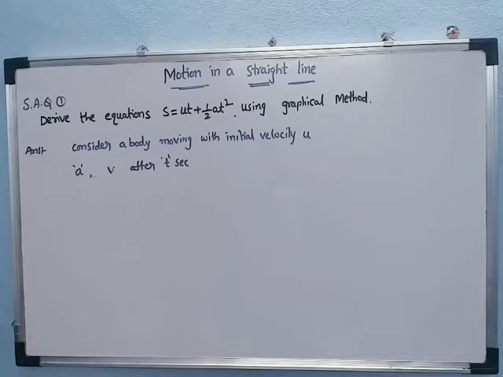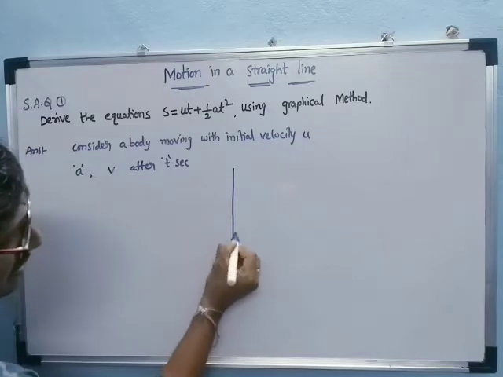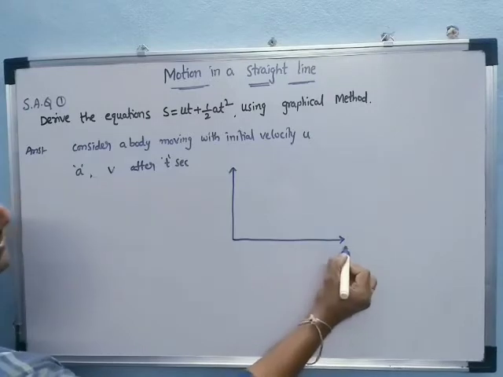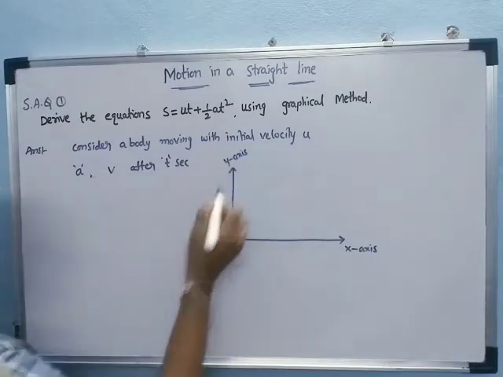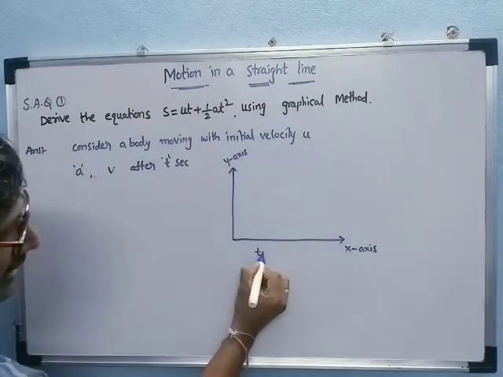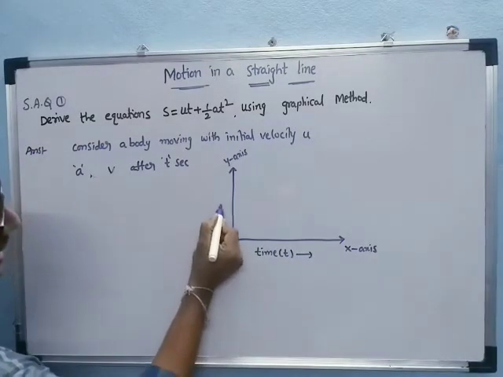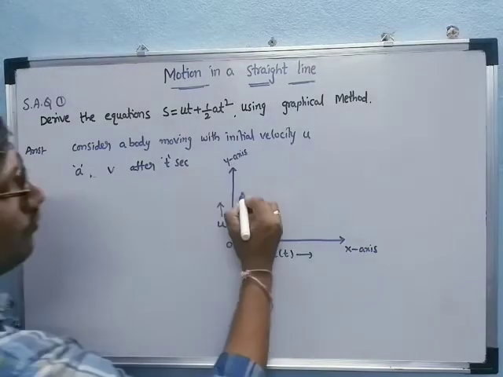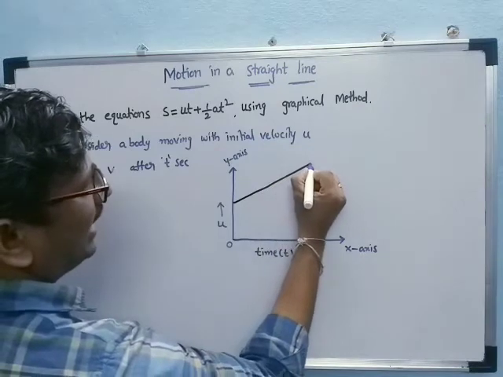Now we can draw the graph between velocity and time. We consider the x-axis and the y-axis. Time is taken along the x-axis, denoted by t, and along the y-axis we take the initial velocity. Here is the origin. Now we draw the graph between the initial velocity and time. Here one straight line is a positive straight line that coincides with the y-axis.